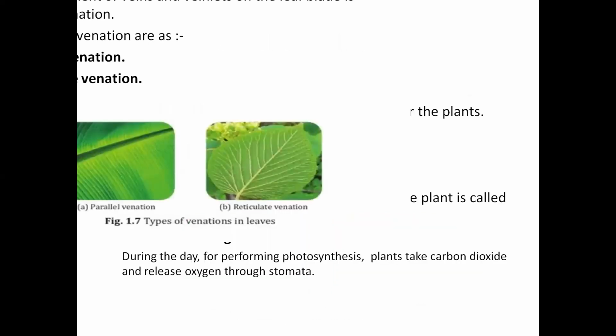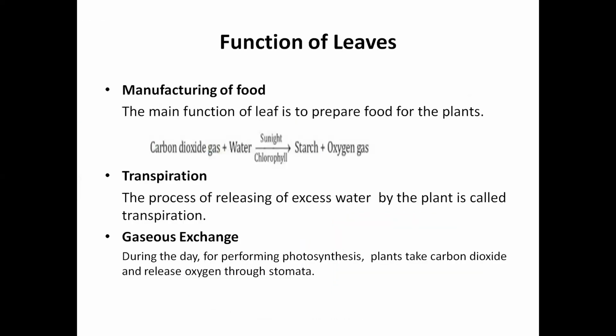Next is function of leaves. So function of leaf is divided into three parts: manufacture of food, transpiration and gaseous exchange. First of all, we will discuss about the manufacturing of food. The main function of leaf is to prepare food for the plant. The green leaf prepares food for the plant in the presence of sunlight and chlorophyll by a process called photosynthesis.